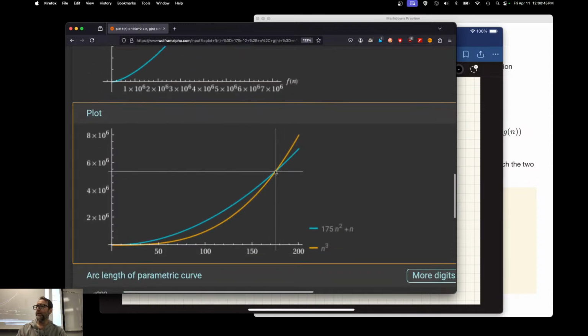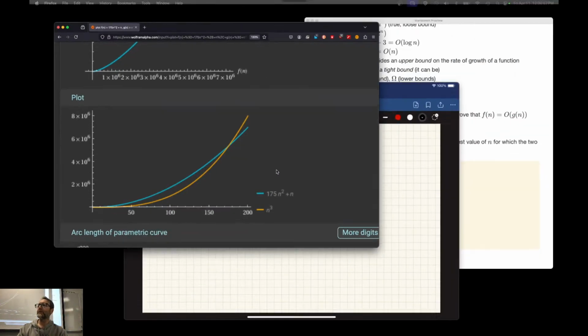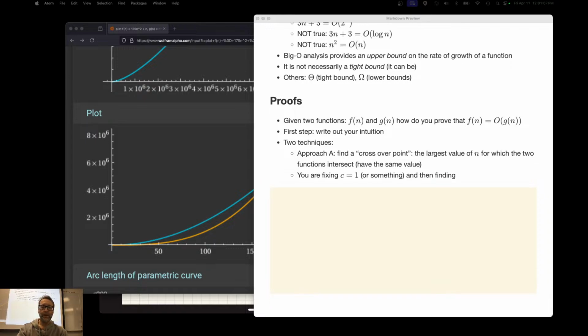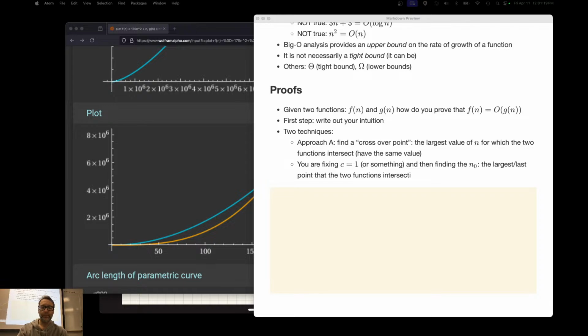There it is. I need to find that point right there. Because what I can then do is say, well, after that point, going one further, this function is greater than that function, and that's the last possible intersection point. That means I need to find all intersection points, right? So basically what you're doing with this is fixing C and finding n naught, the largest or last point that the two functions intersect, right?